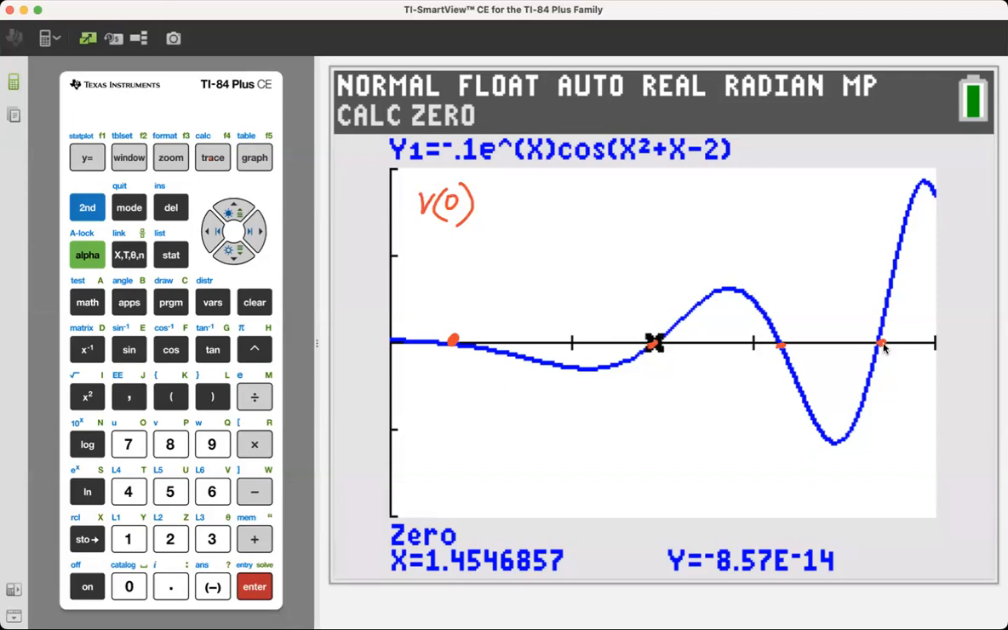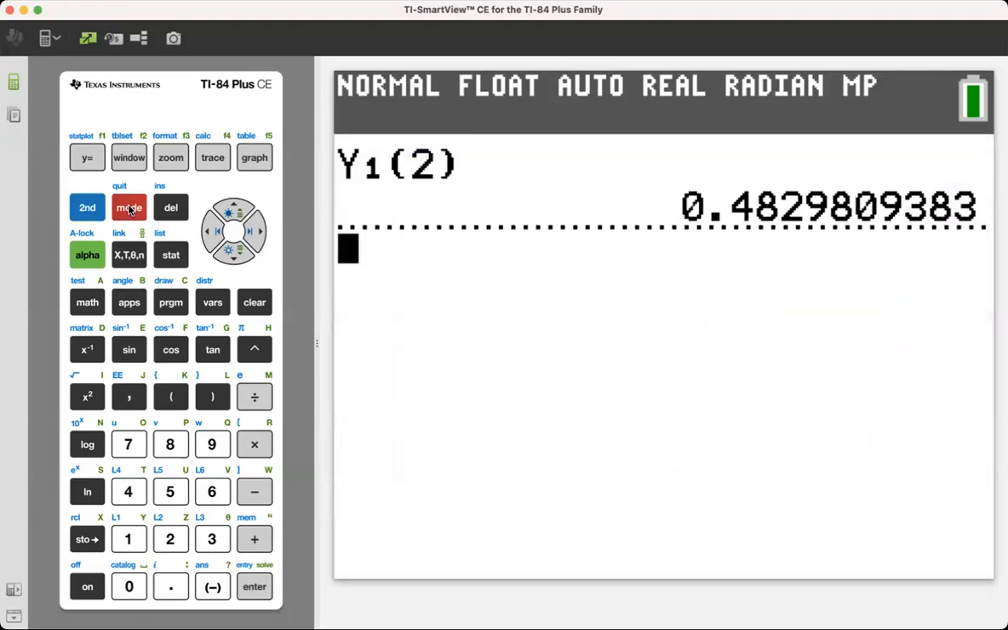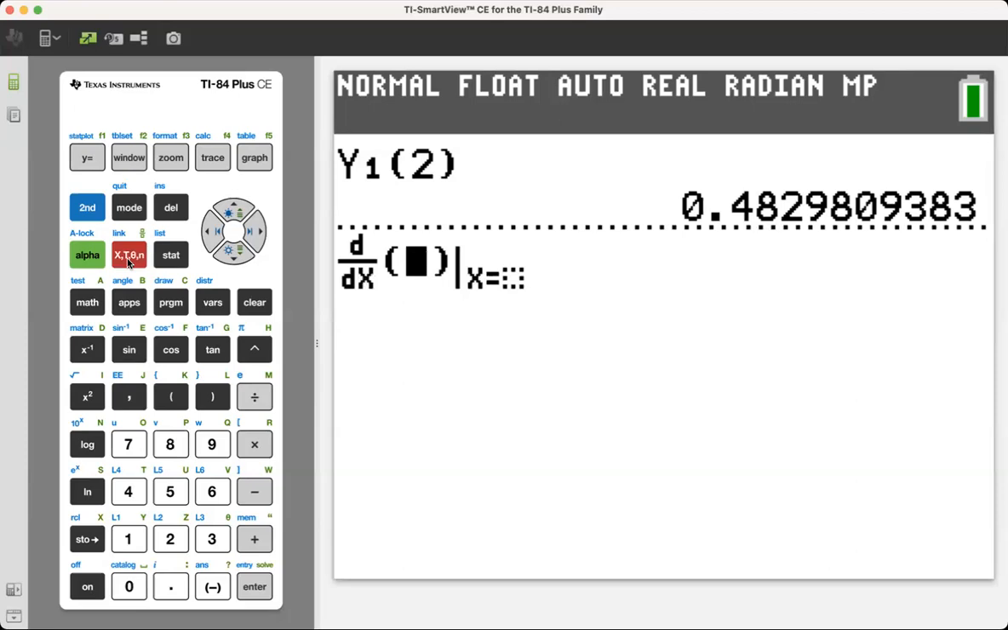Question D is, what is the acceleration of the particle at each of the times it is at rest? So the acceleration would be the derivative of velocity. To get acceleration, you need the derivative of velocity. So to do that, I'm going to go to the home screen by hitting second mode, which is quit. The derivative on a TI-84 is math 8. So I'm doing math 8. The derivative is d over dx. So I'm going to use an x.